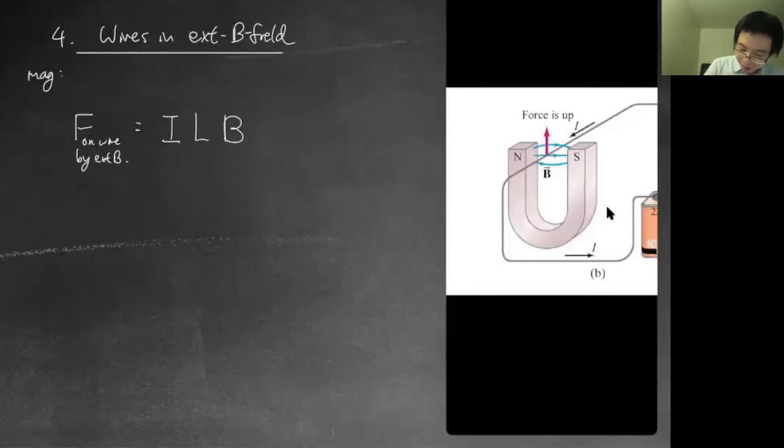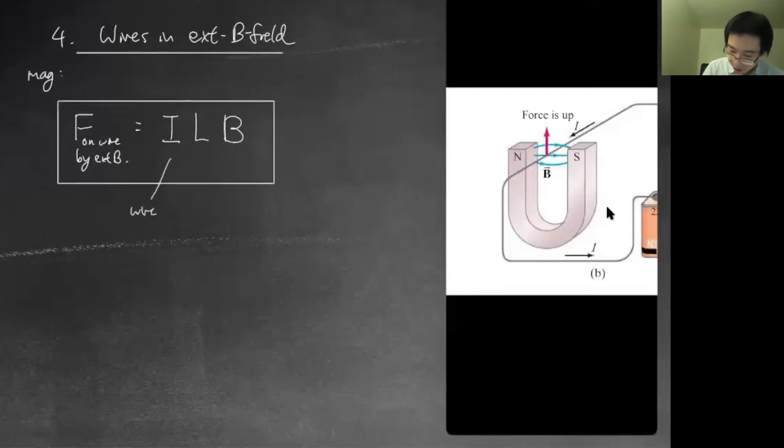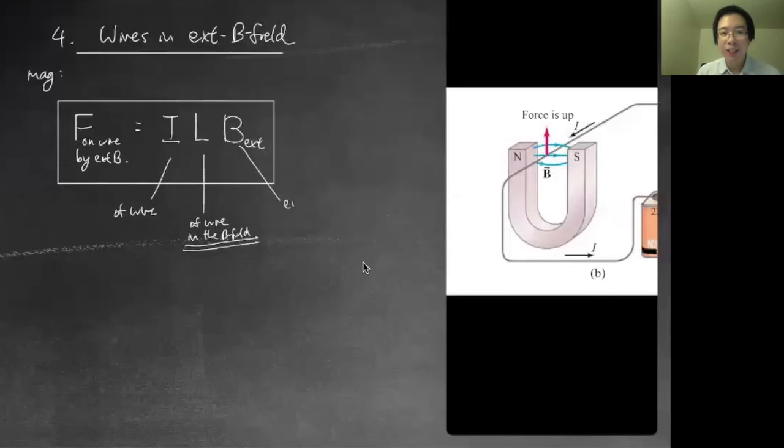So this should be pretty intuitive. That's the current of the wire, that's the length, and this is the external B field. If you like, you can put a subscript external to remind yourself. This is the length of the wire in the B field. The second part is important. If you try to define this in a short question, make sure you say it's not the length of the wire. That's not true. It's the length of the wire that's inside the B field. And the other part is it's just the external B field that the wire is experiencing, that it's sitting on. All right, that's pretty straightforward so far.